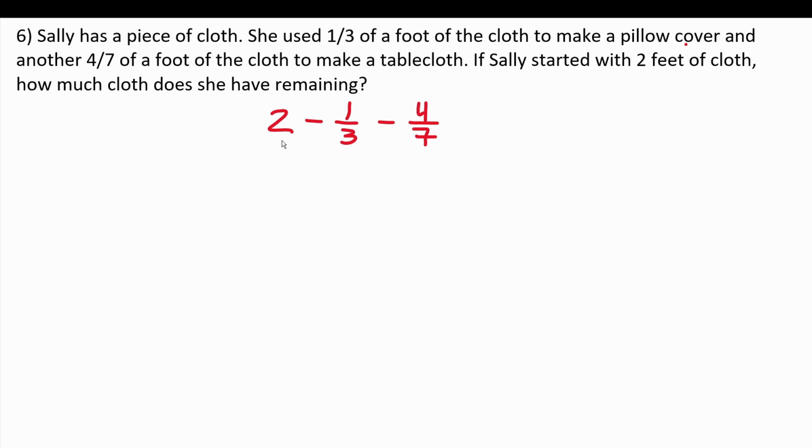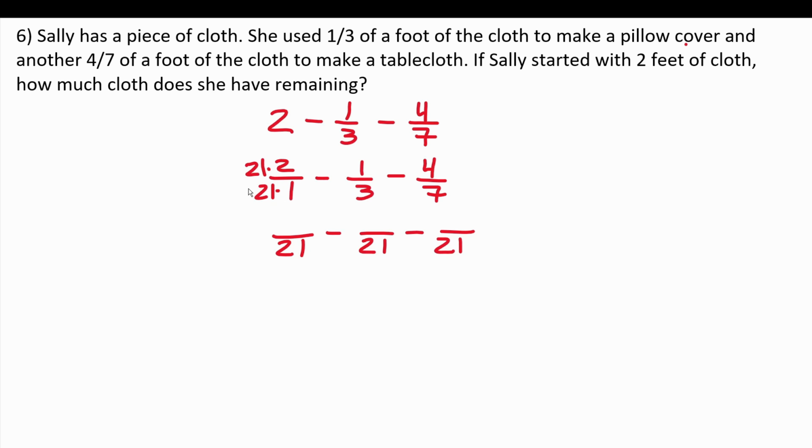So the very first thing we're going to do is rewrite this whole number so it's a fraction as well. And we can do that by placing it over 1. So this becomes 2 over 1 minus 1/3 minus 4/7. And in order to subtract these fractions, they have to have the same denominators. Right now we have denominators that are different, notably 1, 3, and 7. So I'm going to place these denominators over 21. And to do that, I'm going to have to rewrite all these fractions such that they have those denominators. To make 1 into 21, I have to multiply it by 21. And I'm also going to have to multiply its numerator by 21 to keep this fraction proportional.